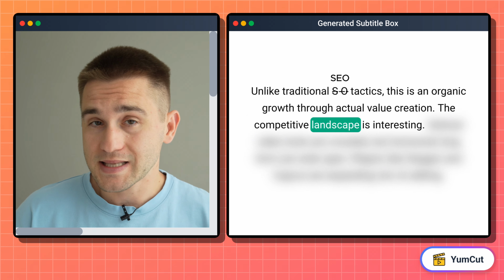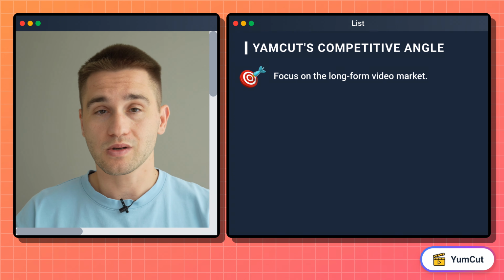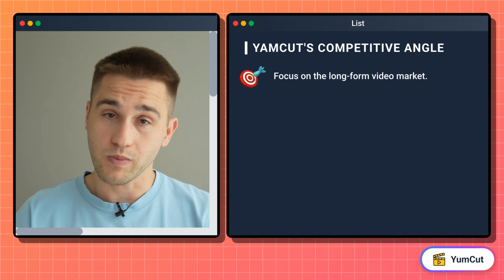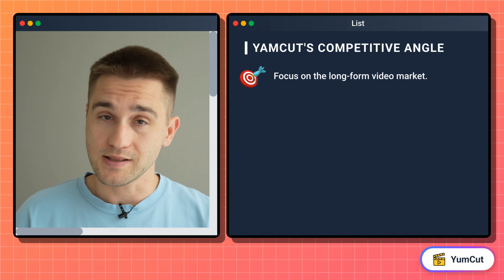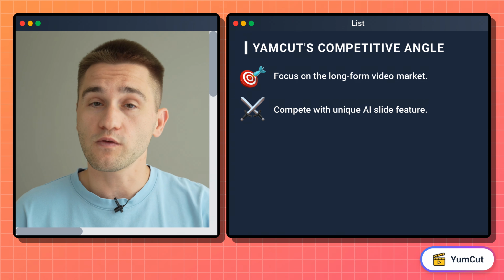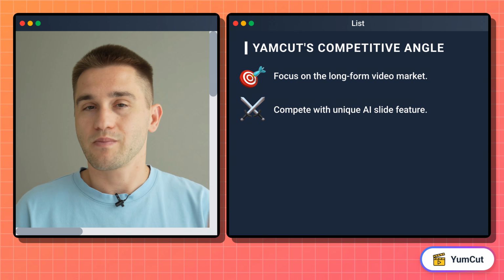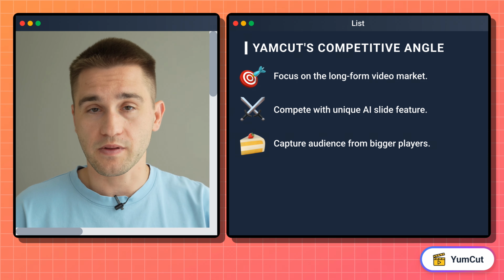The competitive landscape is interesting. Vertical video tools are crowded, but horizontal long-form are wide open. Players like HeyGen and CapCut are expanding into AI editing. YumCut will compete there, but with a laser focus on long-form creators. I'm not trying to match CapCut feature to feature. I want to capture a slice of their audience with something that they don't have.